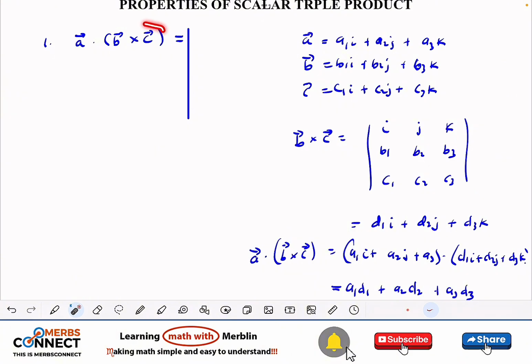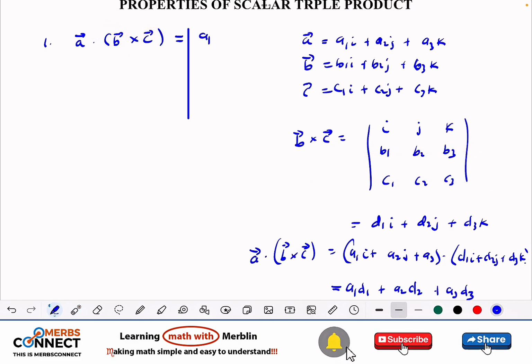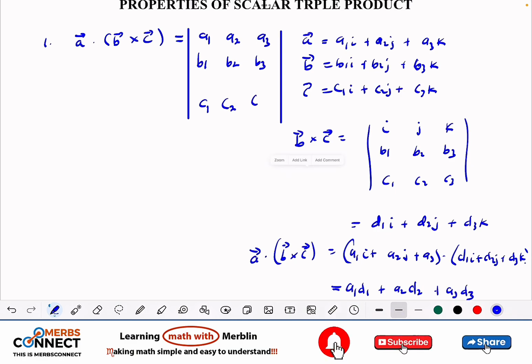You see that now we have three vectors, and we have the first row, second row, and third row. The first row, which goes with i, j, k, is now going to be A, and then B will take the second row, and C will take the third row. So this is going to be A1, A2, A3, then B1, B2, B3, and C1, C2, C3. That is what we are going to get at the end of the day.